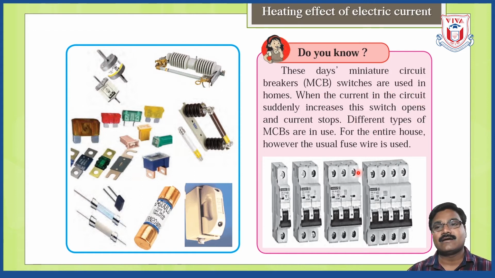When the current in the circuit suddenly increases, this switch opens and the current stops, and different types of MCBs are used. For the entire house, however, the usual fuse wire is used. That means fuse wire is also there in a house, and different types of MCBs are also there to avoid mishap due to short circuit.